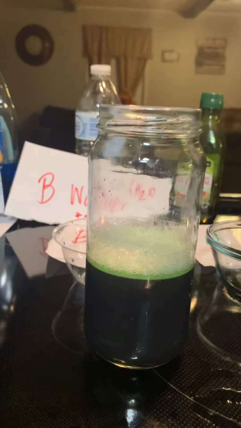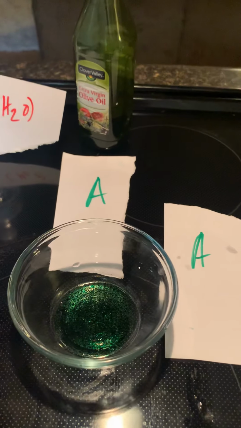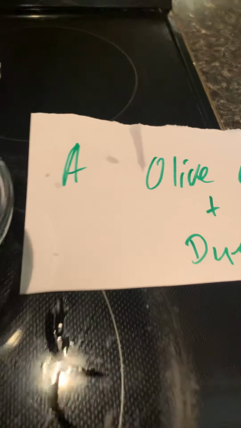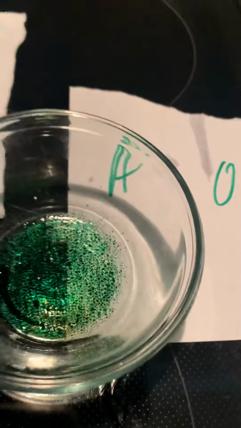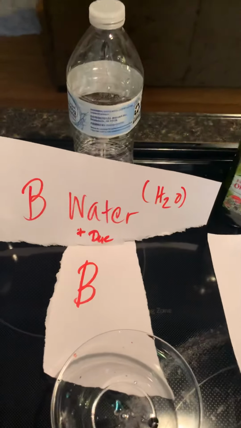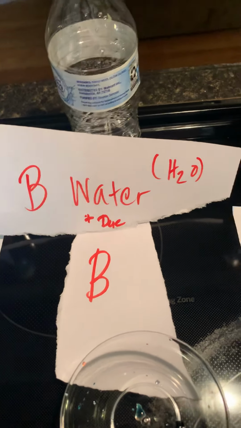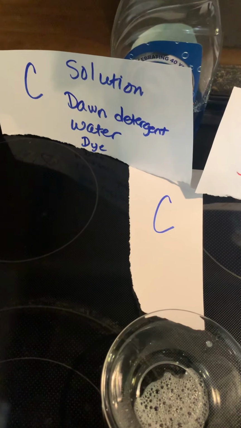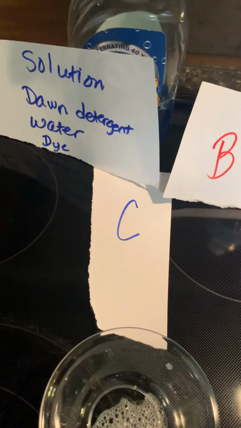So let's go back and look at the identity of the 3 liquids, and then we'll talk more. Liquid A, which was the green, was olive oil and the dye. And we see and left a remnant of that here to show you that was what was actually left in that container. Liquid B was the water and the red dye. Liquid C was Dawn detergent, water, and dye solution. So remember, our water was red.